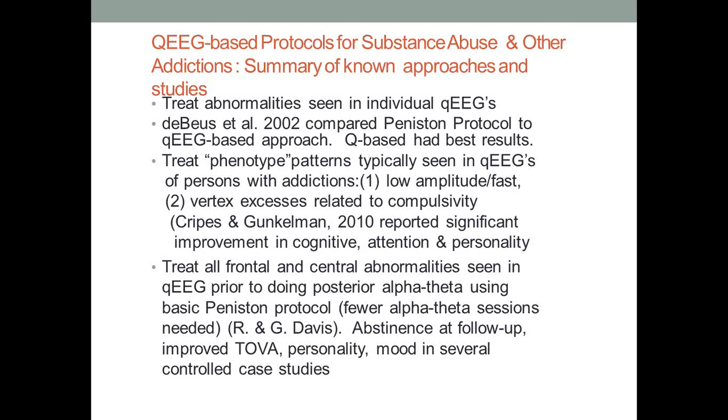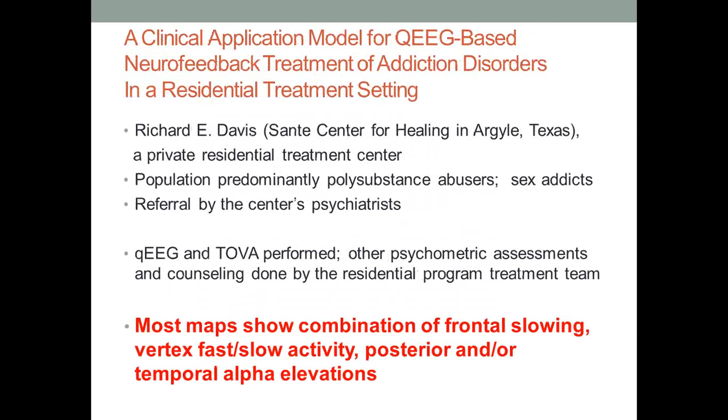And then you treat all frontal central abnormalities seen in the QEEG prior to doing posterior alpha theta using the basic Peniston protocol. What I have found is that if you do this with the quantitative EEG, you can basically end up having to do many, many fewer alpha theta sessions this way. You can see the rest of it there on the TOVA results, et cetera, and I'll talk a little more about that process. Well, here I will.